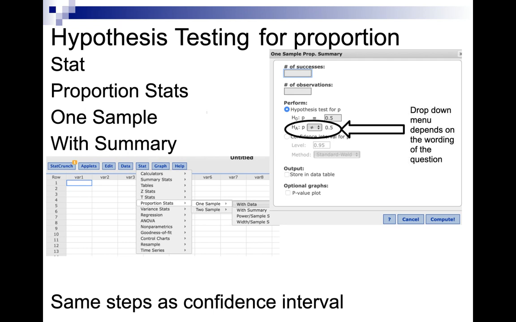One thing before I show you the example, one thing I want to point out is right here, this is a drop-down menu. And you could do not equals, you could do less than, or you could do greater than. What you choose in that drop-down menu depends on the wording of the question. And again, I will show you through an example. Okay. And then once you compute this, it will tell you what the p-value is. And the p-value, like I said, determines whether that initial guess is true or not.